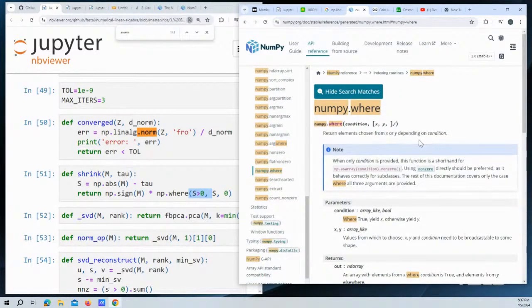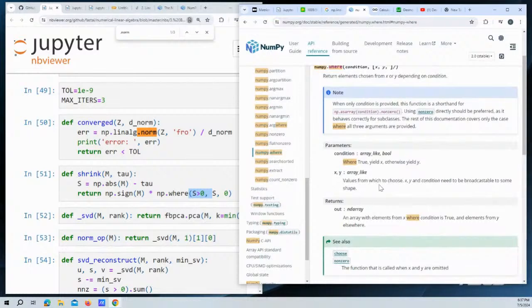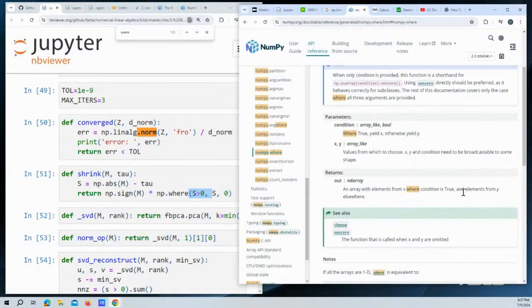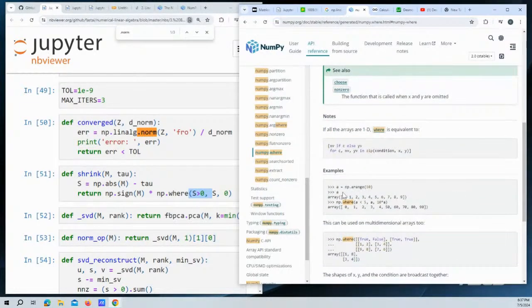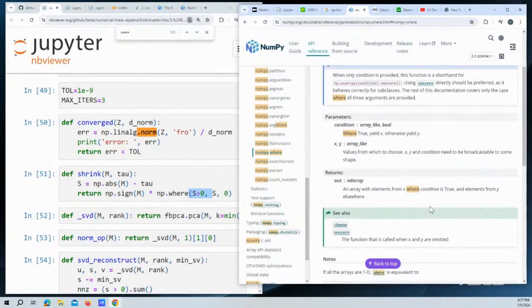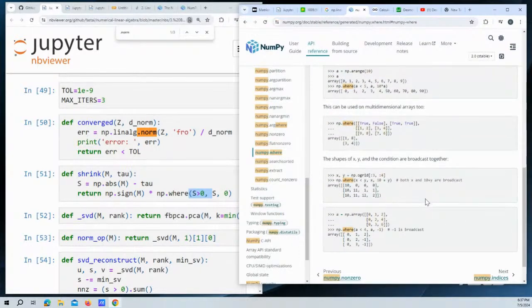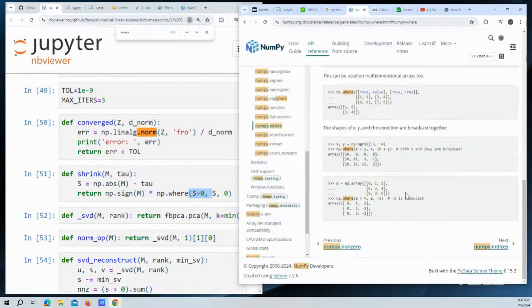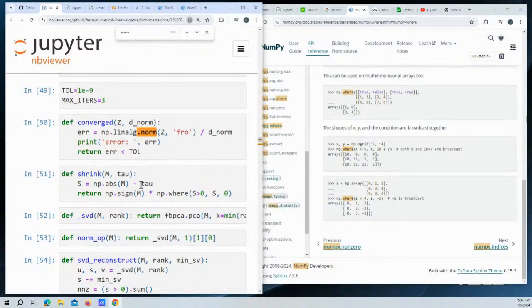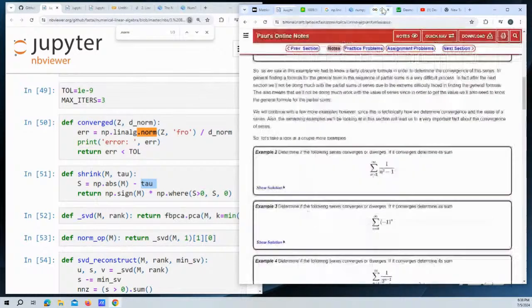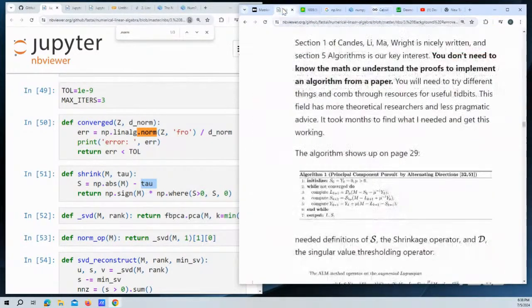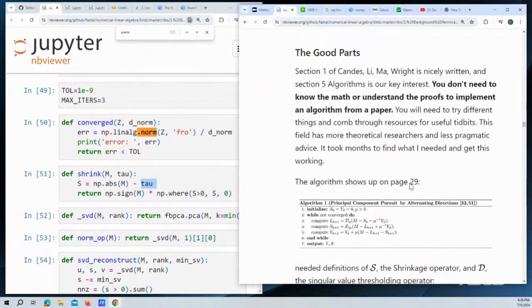Return elements chosen from X or Y depending on the condition. So values from which to choose X, Y, and condition need to be broadcastable to some shape. Yep. So you can choose X or Y and broadcastable to the shapes. So these are the broadcastable ones, and it needs to be greater than 0. Okay. So I'm not sure what tau is yet. So we're going to go back to here. Figure out what tau is.